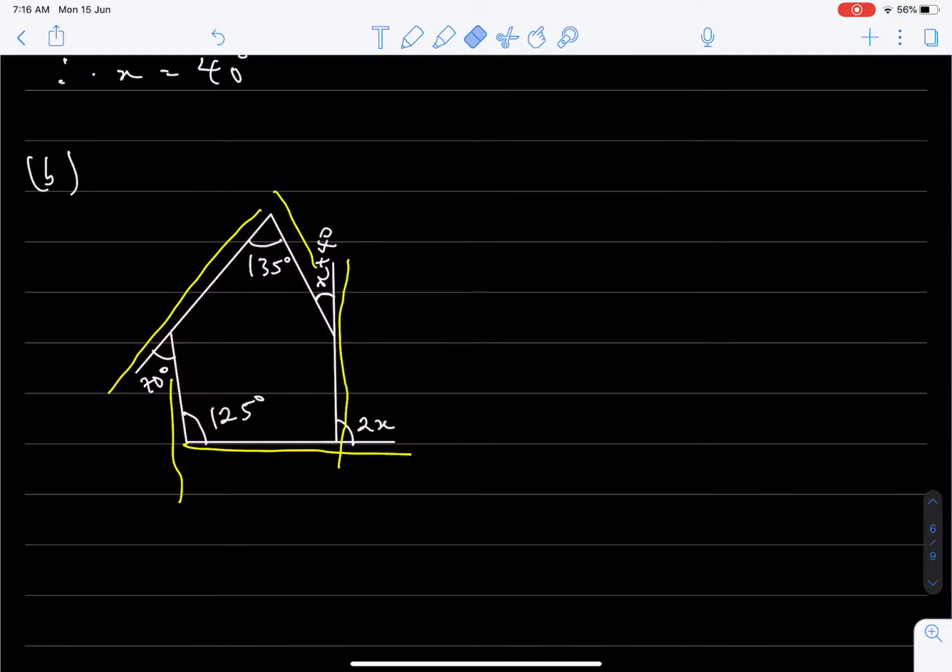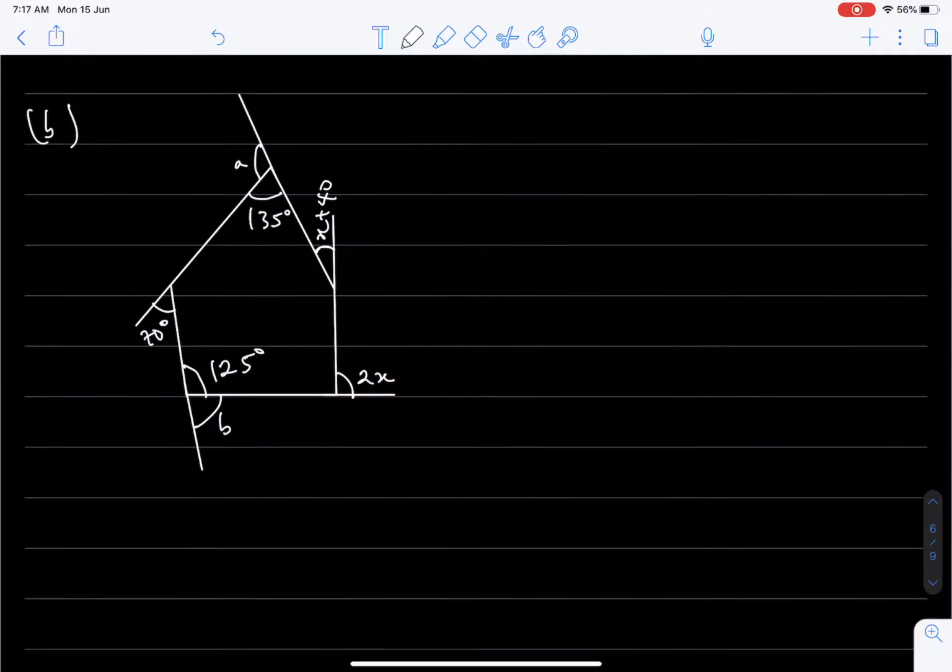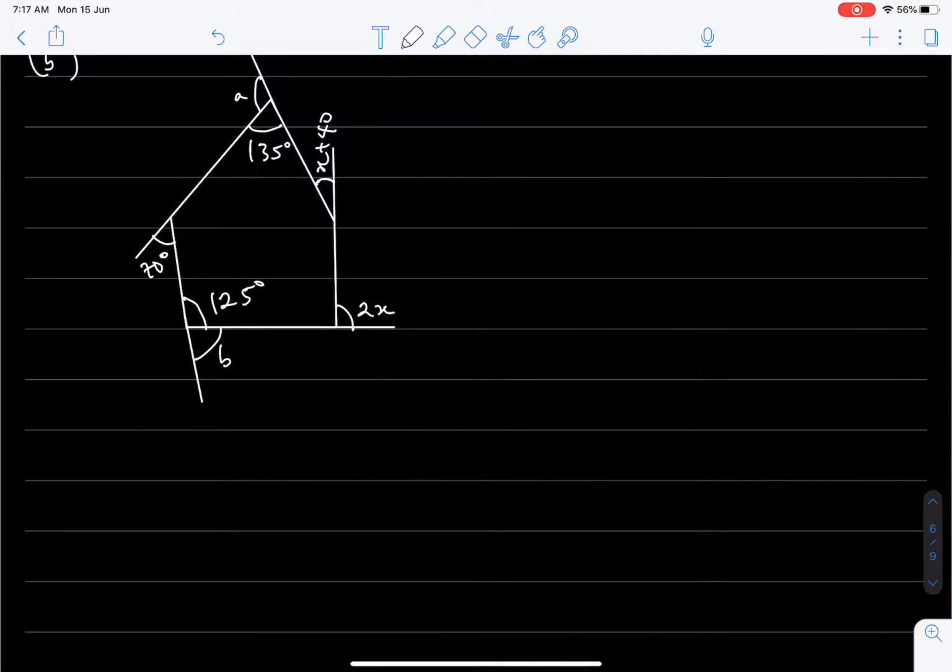So that's what I'm going to do. I'm going to extend this length just to have an exterior angle, and this length here to have an exterior angle. So this angle is an exterior angle. Let me call this angle A, and this is also an exterior angle. Let me call it B. So now I have all the exterior angles of the polygon. So I just need to find A and B and then move on from there.